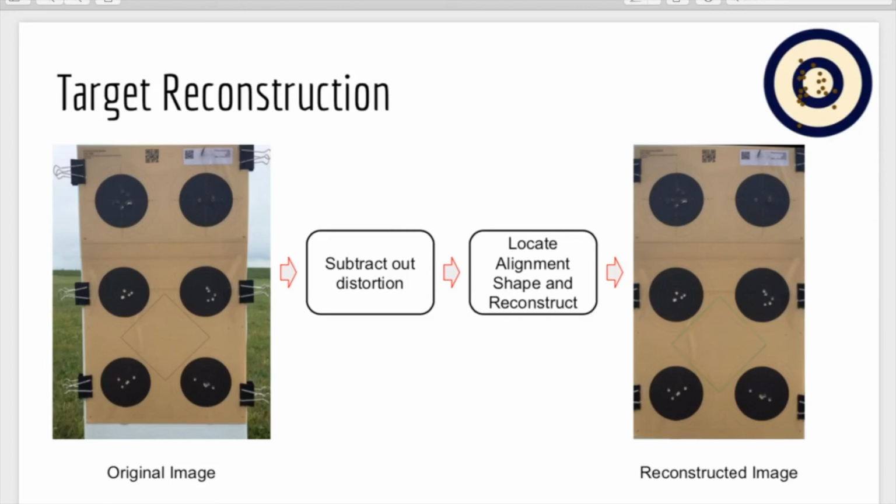If you see the image on the left-hand side here, there is a diamond. We call that the alignment shape. That diamond has 4 known points on the edges, and we use that to reconstruct the image to create a bird's eye view. And that reconstruction process not only creates that bird's eye view, but it also subtracts out the distortion that we measured from the camera calibration process that was done earlier. Once the image is reconstructed, that is what Orion uses to score.